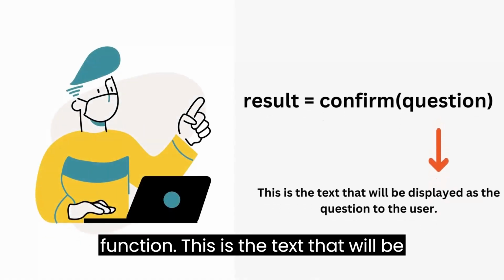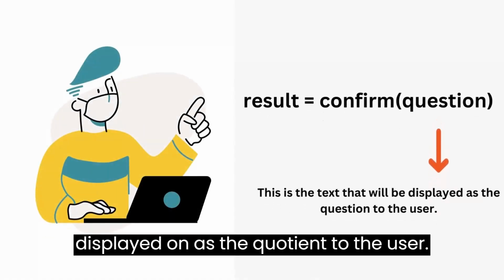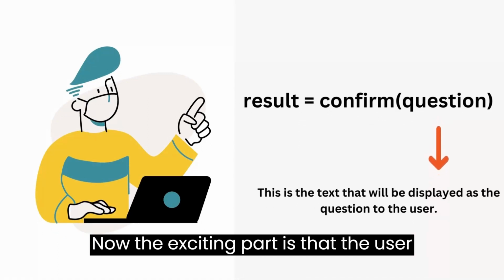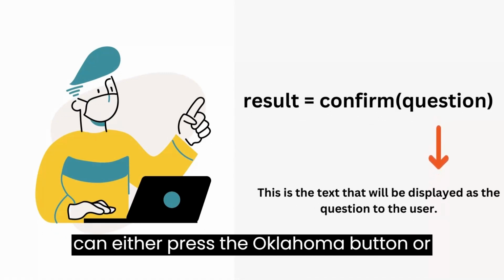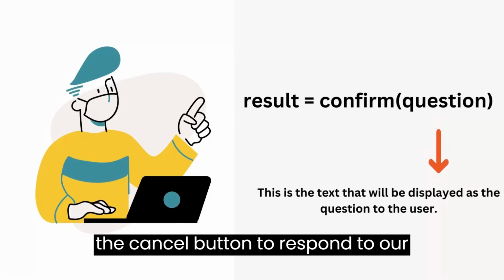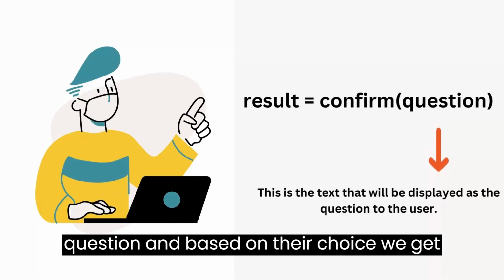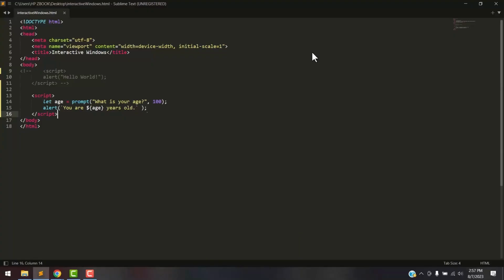The confirm function is an awesome way to ask the user for their confirmation or decision. It creates a pop-up window with a question and two buttons, OK and cancel. Here is the syntax for the confirm function. This is the text that will be displayed as the question to the user. Now the exciting part is that the user can either press the OK button or the cancel button to respond to our question. And based on their choice, we get the result.